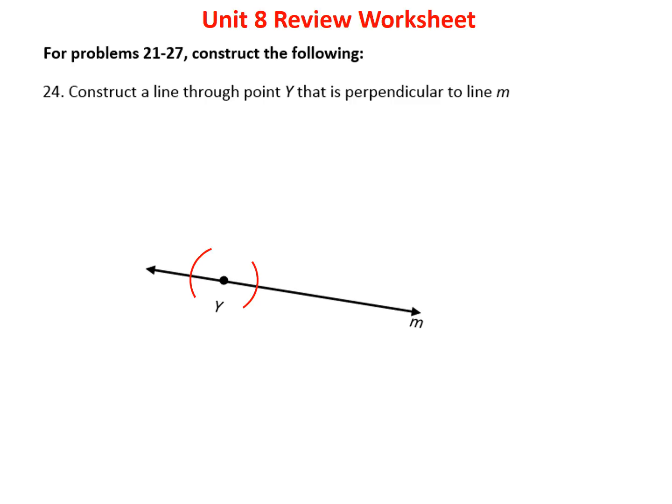Now we're going to take the compass, open it up a little bigger, put it on one of the points. I did it to the left of Y, and make an arc up there. Bring it with the same exact measure on the other side and mark it. And now I have these 2 points that are the equal distance, so I can draw the line through it, and that is a perpendicular through the point Y to the line M.